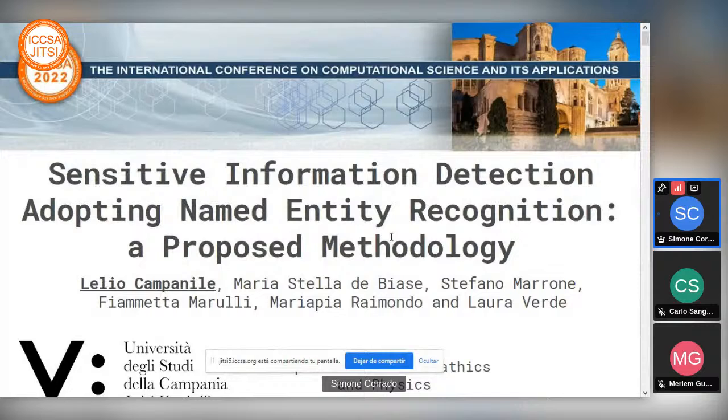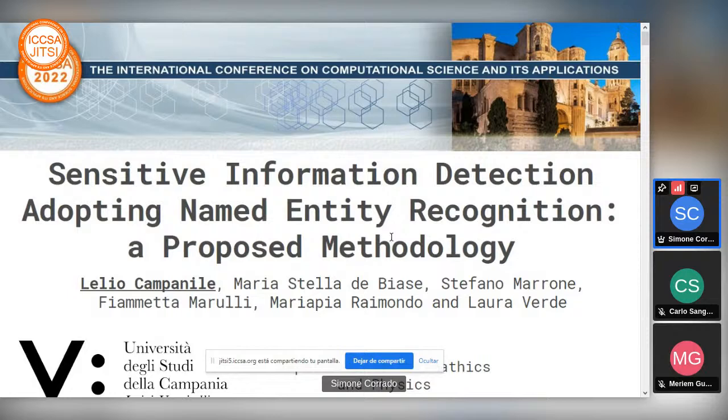So this first work is entitled "The Sensitive Information Detection: Adopting Named Entity Recognition. A Proposed Methodology." This work was by me, that is, I am Lelio Campanile, with the contribution of Maria Stella De Biase, Stefano Marrone, Fiammetta Marulli, Maria Pia Raimondo, Laura Verde.